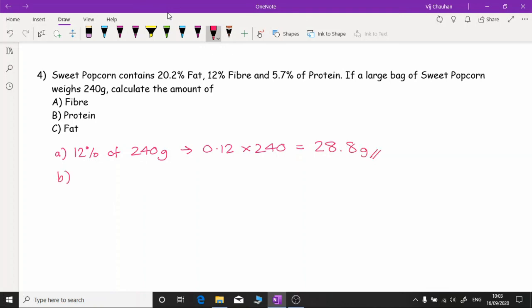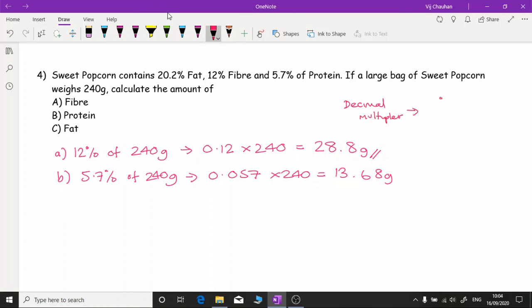For B, we're looking at protein. So protein is 5.7% of 240 grams. So again, what we'll be typing into my calculator is 0.057 times 240, and that gives me an answer of 13.68 grams. And again, if you're ever unsure, all you need to do to find the decimal multiplier, because obviously these are usually going to be calculator questions, is just simply put the percentage and divide it by 100, and that will give you your decimal multiplier.